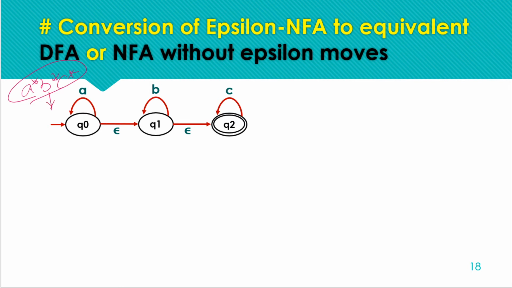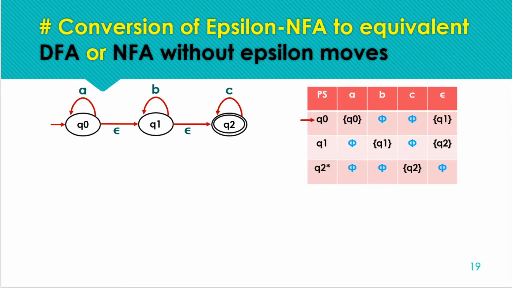Now we have to convert this NFA to an equivalent NFA without epsilon moves, or we can also call it a DFA, because in some books you will find the notation NFA without epsilon closure, and some books will have the DFA. So the procedure will be the same whatever the statement is.